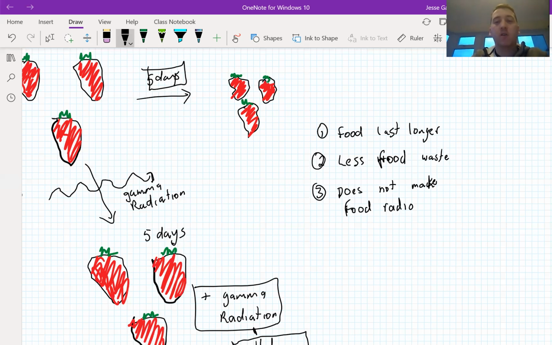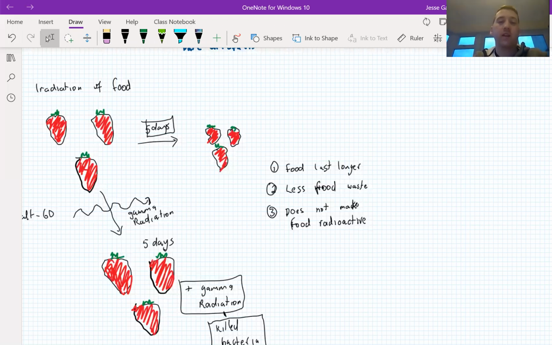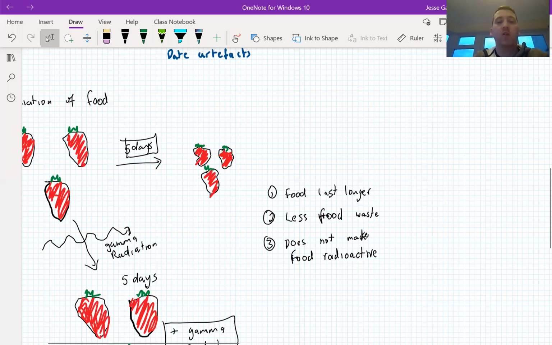So that's not going to be a big issue. And if we try to use heat, it would cook the food, which is fine for some foods, but not things like strawberries and fruit. And fresh food we generally don't want to be cooked.